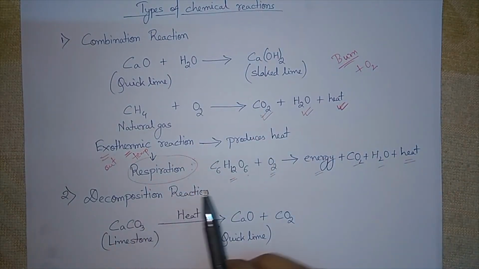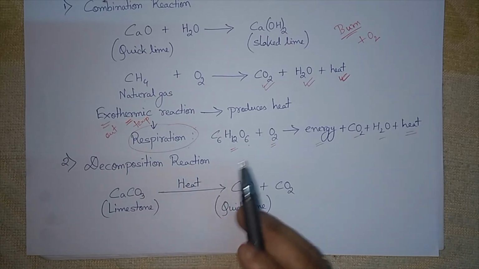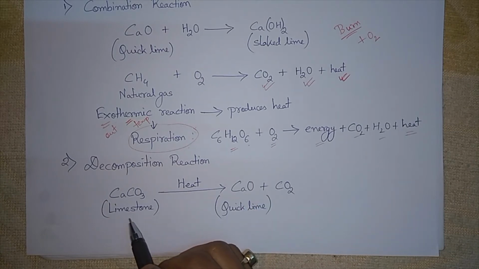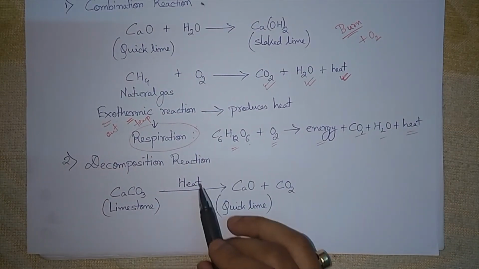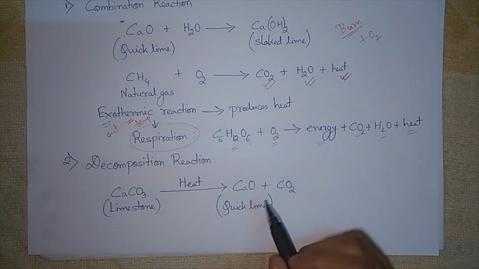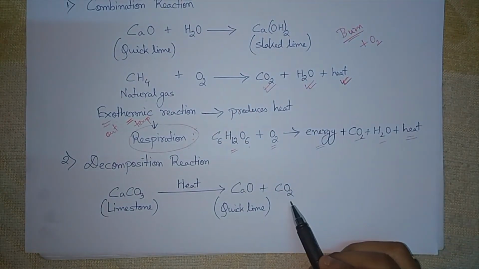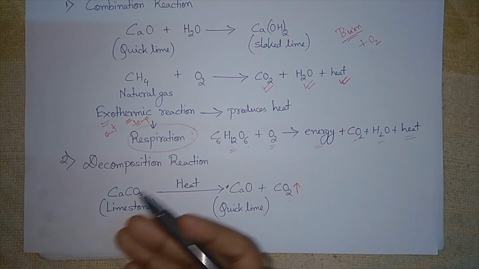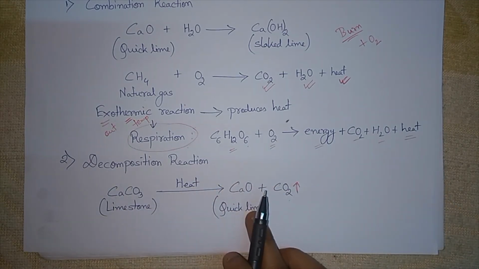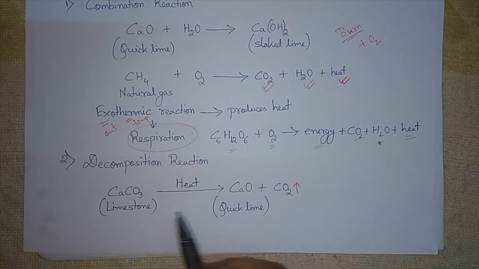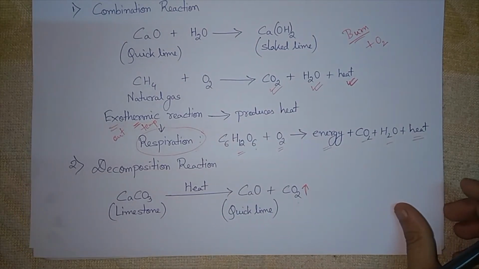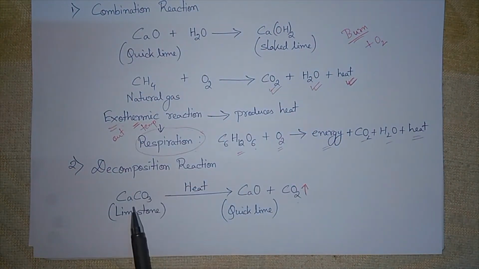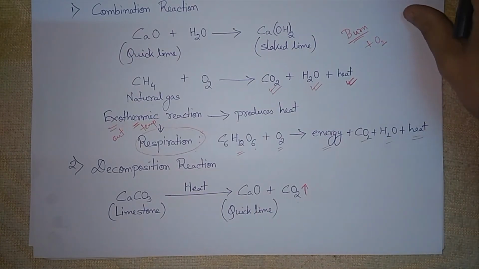Now we have decomposition reaction. Decomposition means one substance is getting broken down, like limestone, calcium carbonate. In presence of heat, when it is heated, it breaks down into quicklime, calcium oxide, and carbon dioxide, which is in gaseous form. It will go up. Calcium oxide will remain there. Limestone is no more because it has been converted. So when you apply heat, only then will this reaction proceed. Decomposition is just the opposite of combination. In combination two things combine; in decomposition one thing gets broken down into two things.